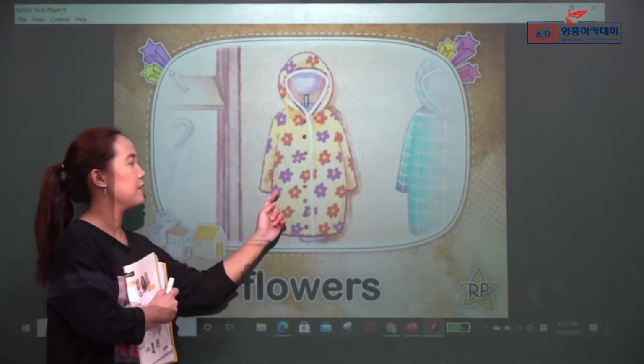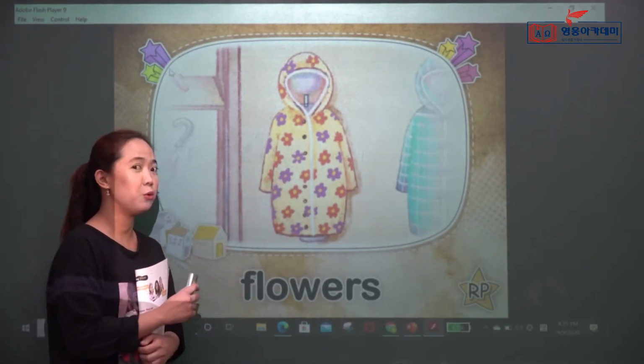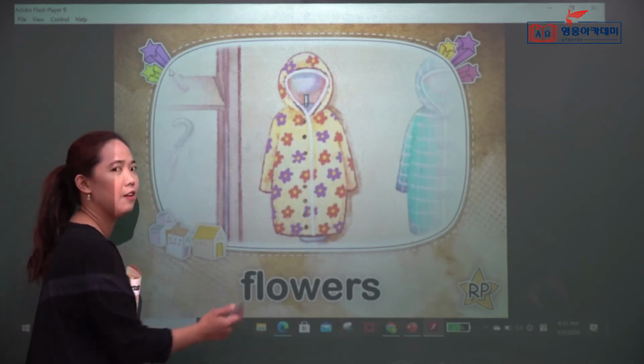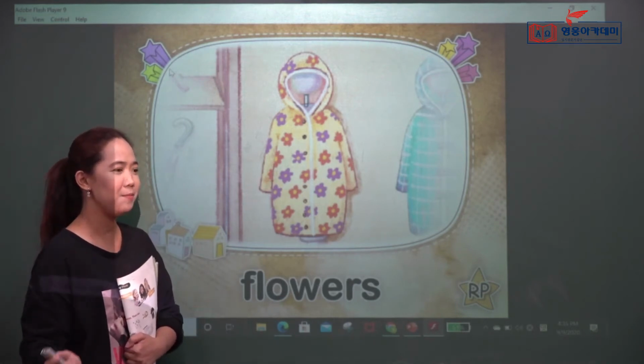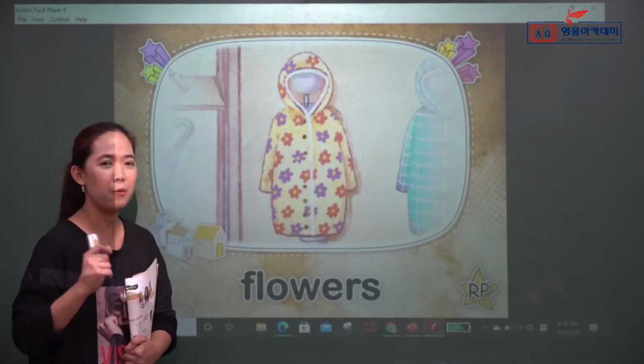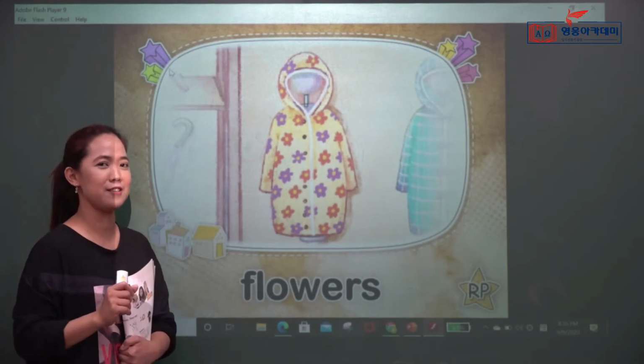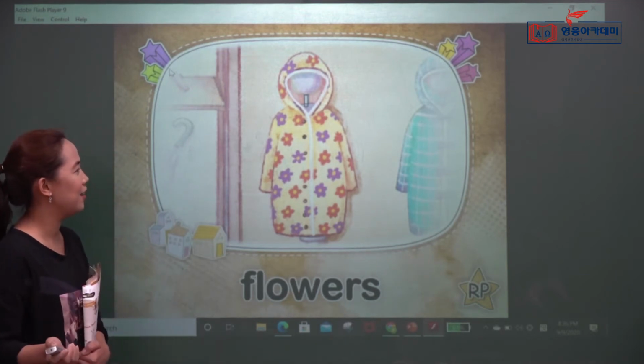Oh, what is this? This is a raincoat. All right, let's look at the raincoat's design. What is this called? Flowers. One more time. Flowers. Now your turn. Flowers. Very good. Next.